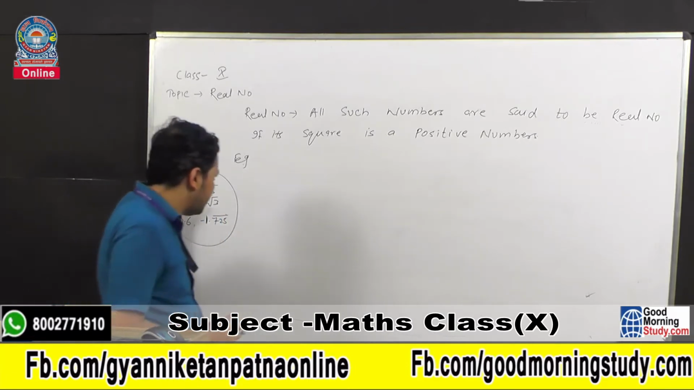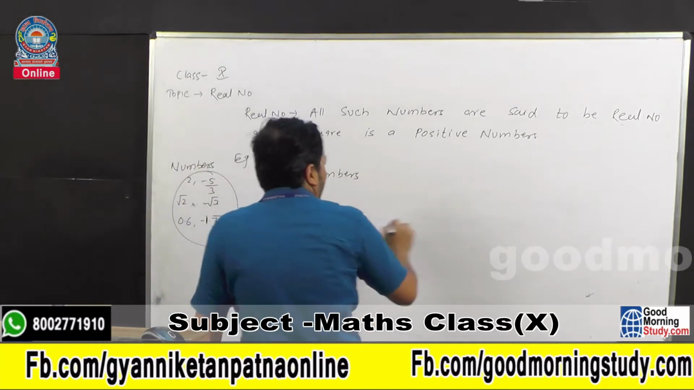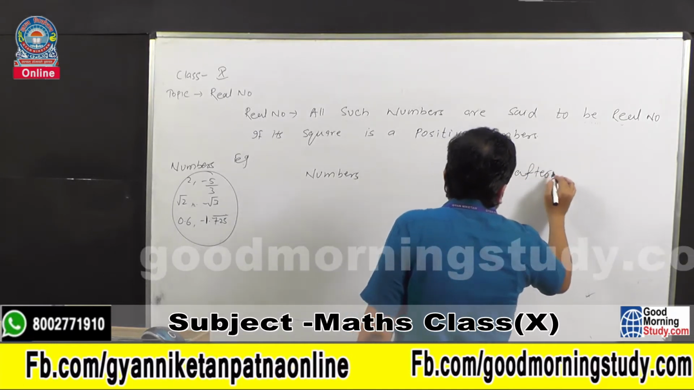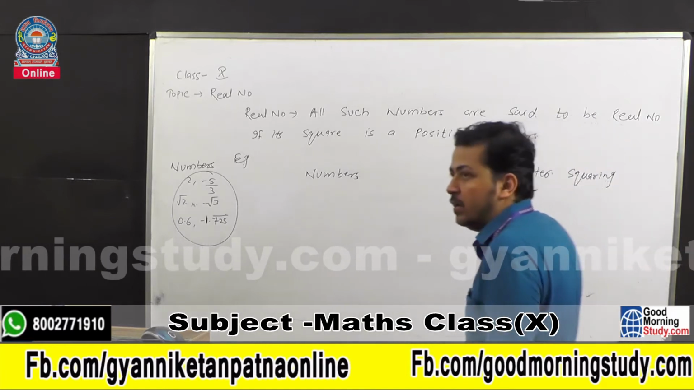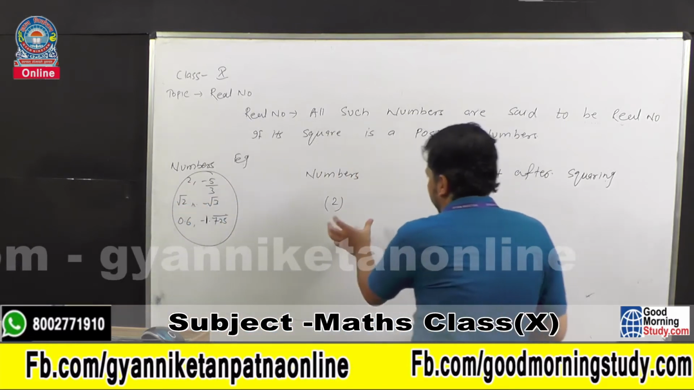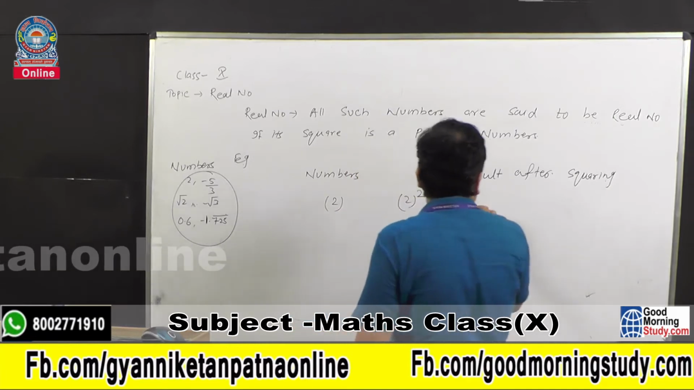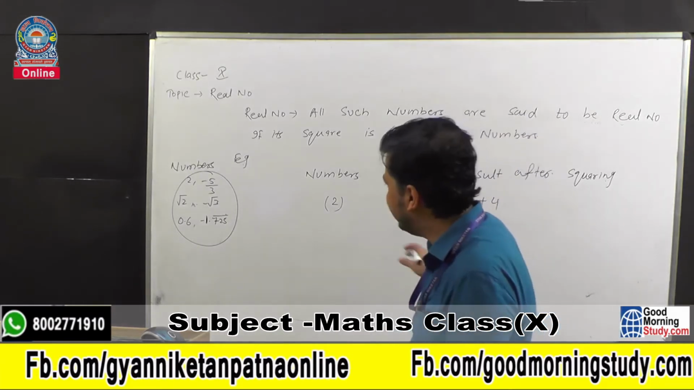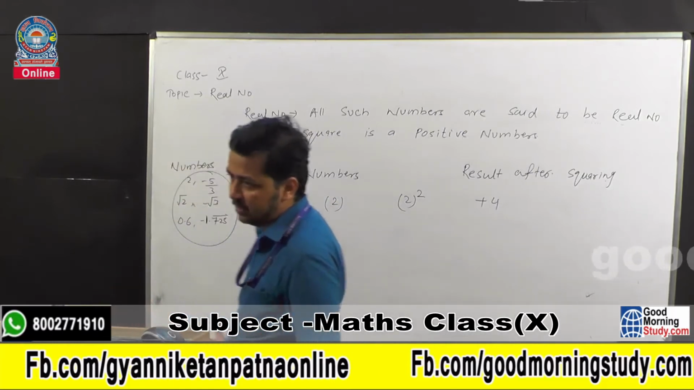So see this, here I am taking the number, and now I am saying the result after squaring. See this. I am taking the number 2. Now the square of 2 is equal to 4 and it is positive. So I can say that 2 is a real number. This is the main thing.